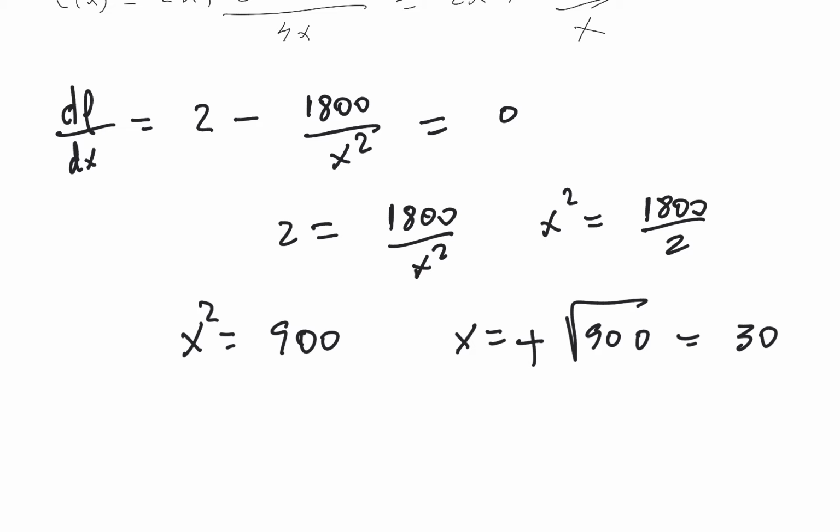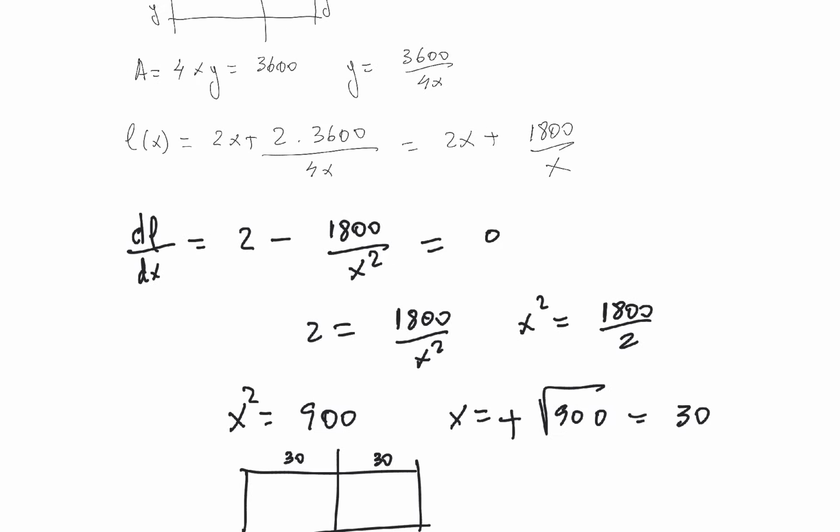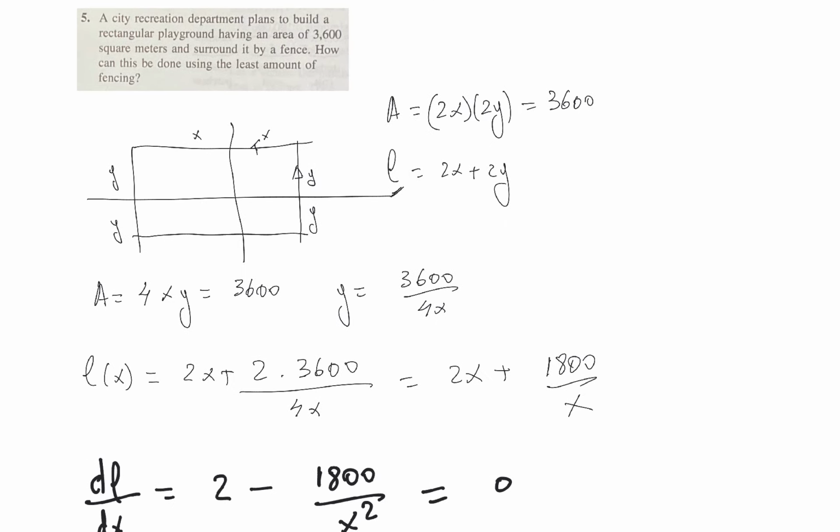So the dimension of the rectangular fence is x equal 30 here, 30, 30, 30. And what is y? Well, if x is 30, y is here.